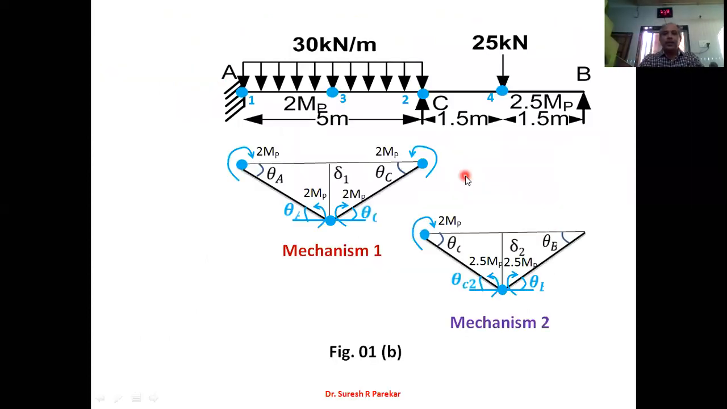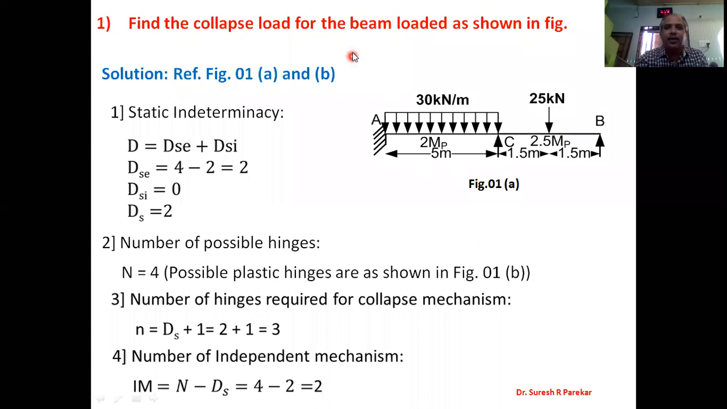So now we have this first problem. Find the collapse load for the beam loaded as shown in figure. Now again ds. Now you can see two at this vertical reaction moment. Second we have reaction at C. Third we have reaction at B. So reactions we have 4. Equilibrium equation 2. So now my value of ds is 2.